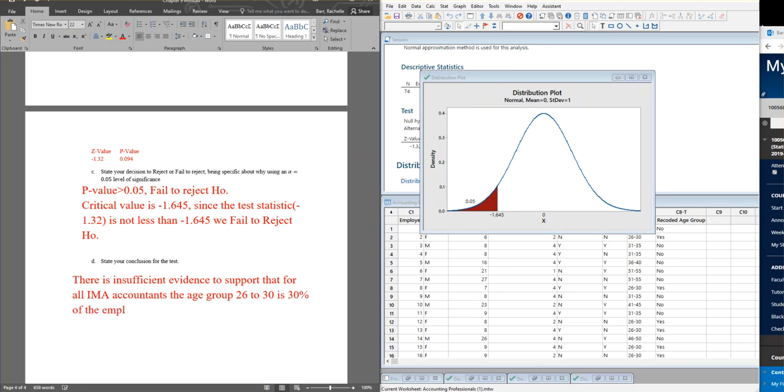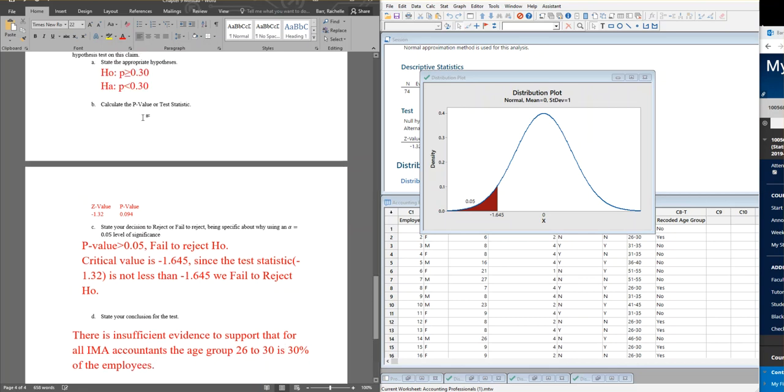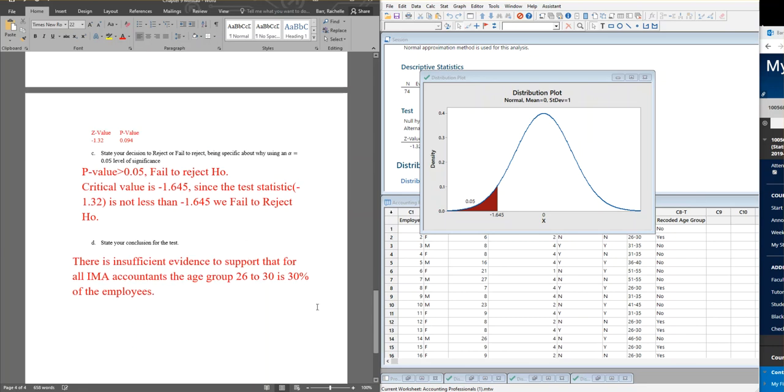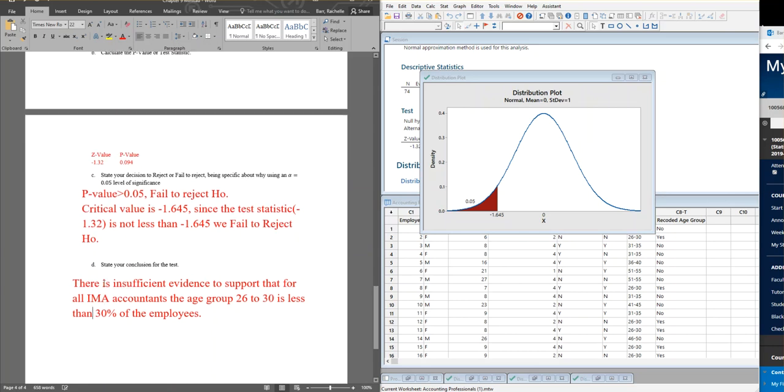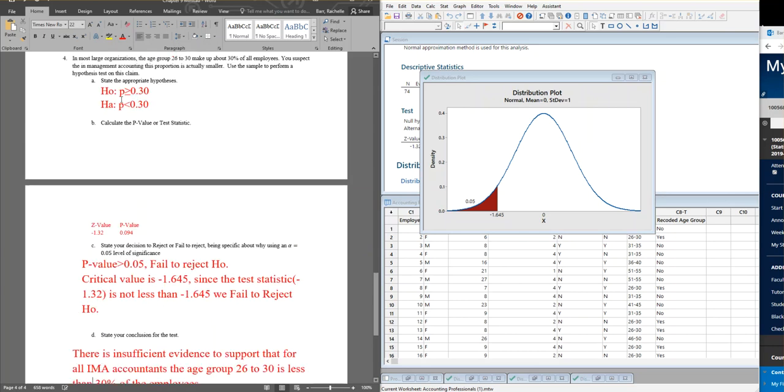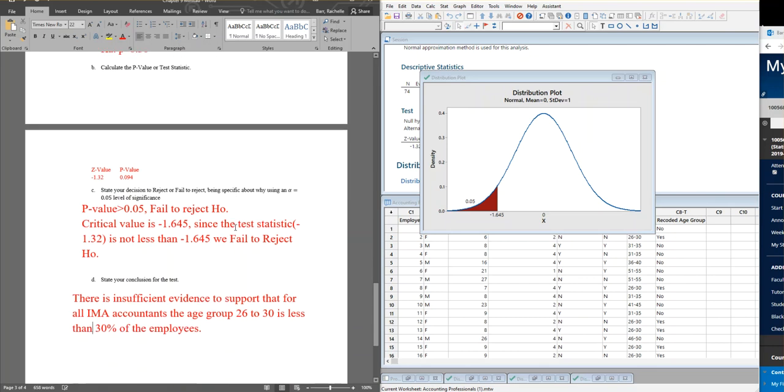Ooh, I've got to be careful here. I said "is 30%," so that's not true. What I wanted to say was "is less than," because "is" sounds like equal to. So not enough evidence to say it's less than 30%. That's what we were testing. Is it smaller than 30%? That was our Ha. So I can't say it's the Ha because I can't reject the H0.